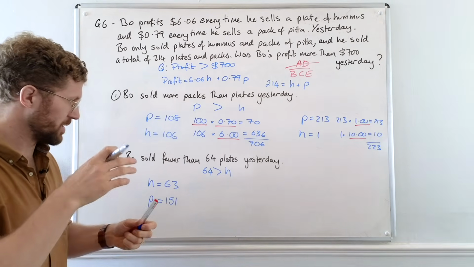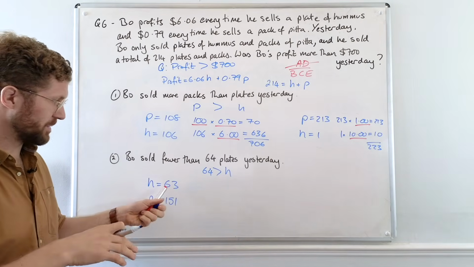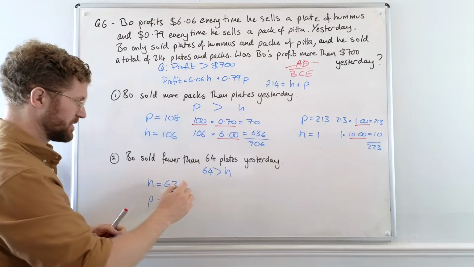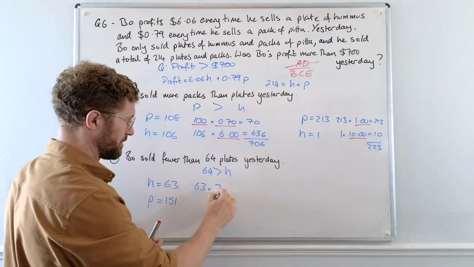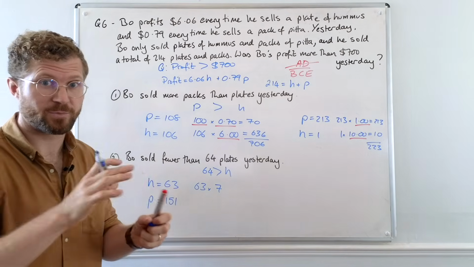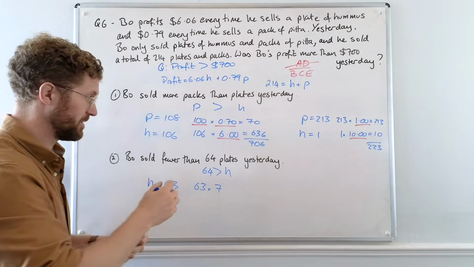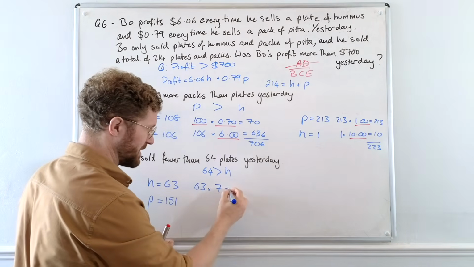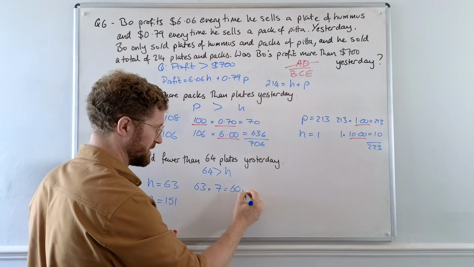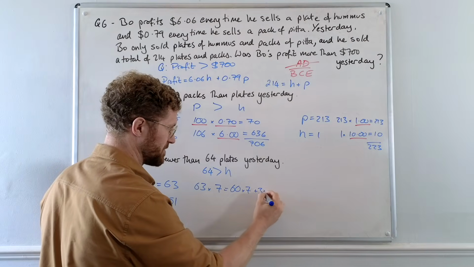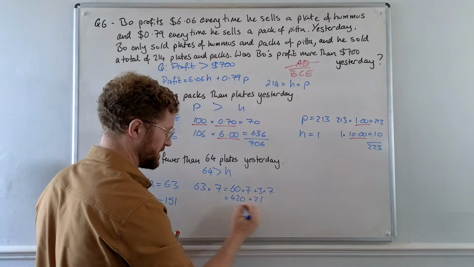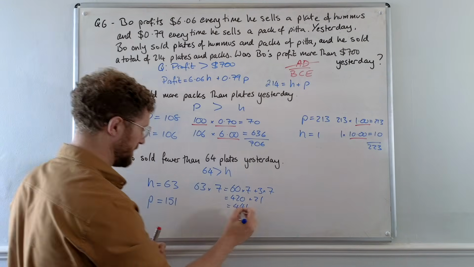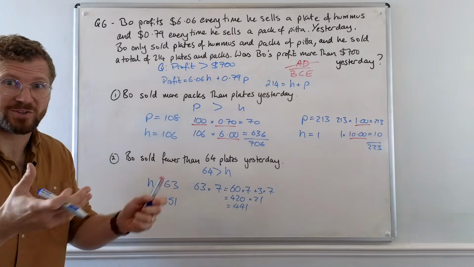All right, so again, I want to show that this is under 700, or at least that would be nice. So what I'm going to do is overestimate some things. If H is 63, I'm going to times that by 7. So I'm going to say that the amount of profit Bo makes for each plate of hummus is 7. Now 63 times 7, I could make that a bit nicer by splitting that into 60 times 7 plus 3 times 7. That's 420 plus 21, so 441.